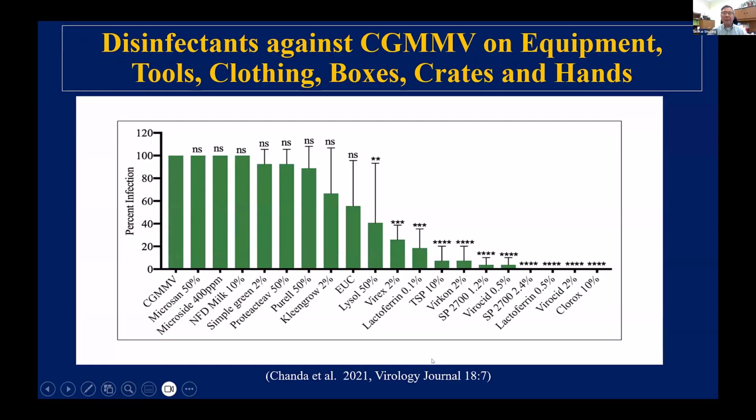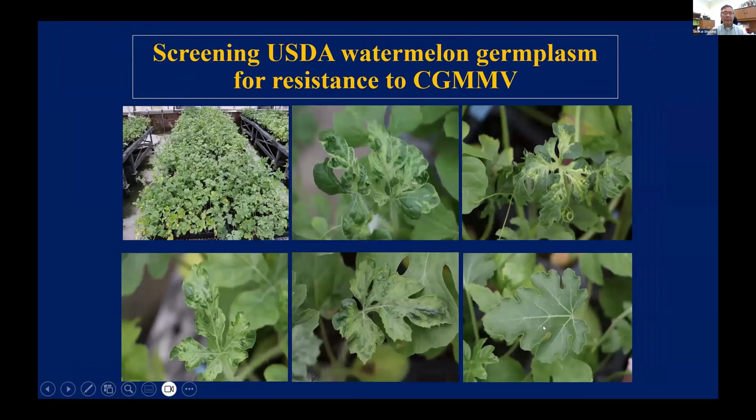Not all disinfectants are effective, so you have to select the right ones. In one of our experiments, we screened about 20 chemicals and showed which products work well, and TSP is quite effective. We also identified some virucides that are very good, and we are recommending them in tomato crops for tomato brown rugose fruit virus. So those need to be selected carefully.